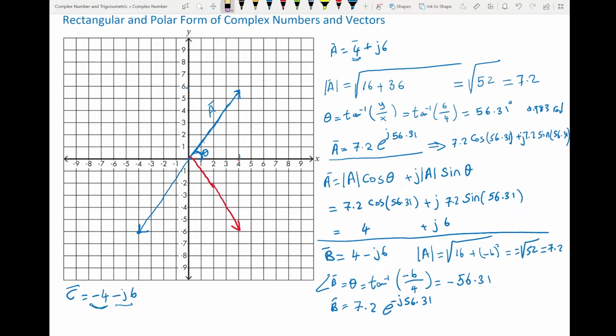Finding the magnitude is not a problem. The magnitude of vector C will be the square root of the real part squared plus the imaginary part squared. If you calculate these, that would be the square root of 52, and this will be 7.2. We should not be surprised, because we know the magnitude is the length. This length is the same as this length. But if I want to calculate the angle, let's see.